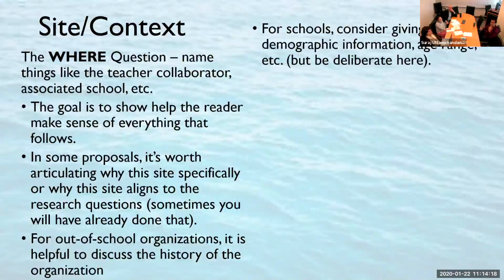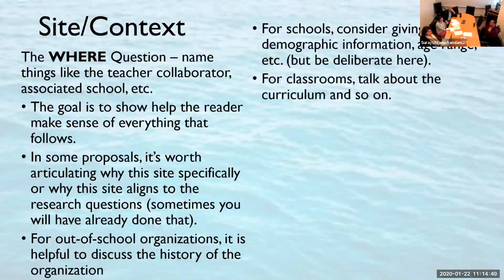Makes sense. For schools, this is the same idea. You can give demographic information, age, etc. But I would be deliberate here. For example, I'll often see things like, the study was conducted in this school, it has this percent free and reduced lunch and this percent white or whatever. But let's be really thoughtful about what we're saying about the school and why we're highlighting these facts as the ones that are important to know. I think that can be useful, but give some thought to that.